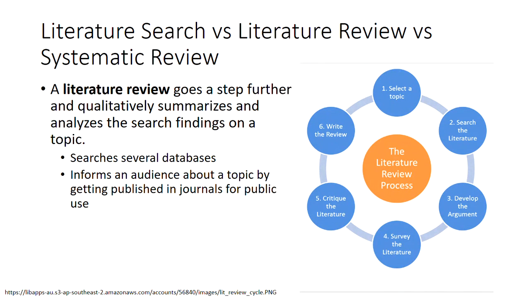A literature review, on the other hand, goes a step further than a literature search, and this is usually conducted by one or two scientists, and it looks at a large amount of the literature on a topic, qualitatively summarizes it, and analyzes the search findings on a topic. So it searches several databases on the topic, critiques some articles. There may be biased articles in there, and then it looks at those articles and informs the audience about the topic. And this review is usually published in a peer-reviewed journal for other people to read.